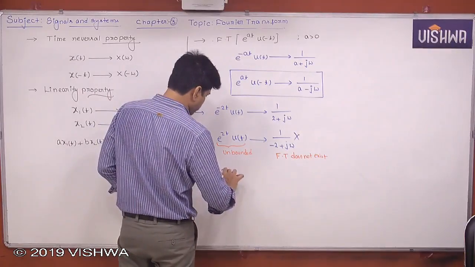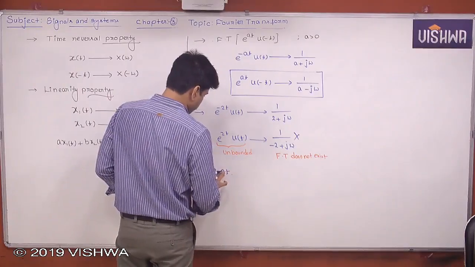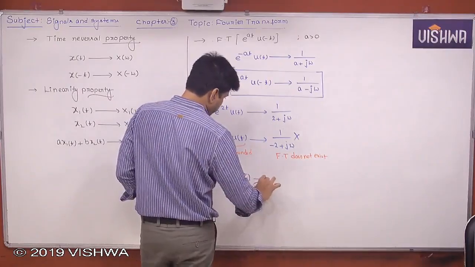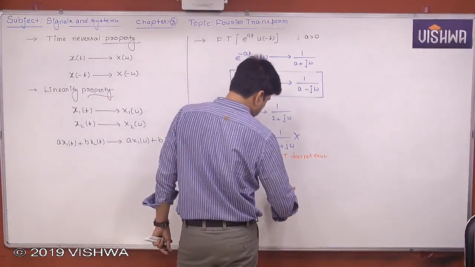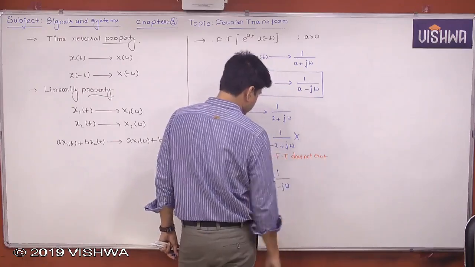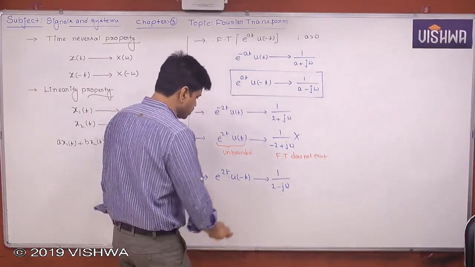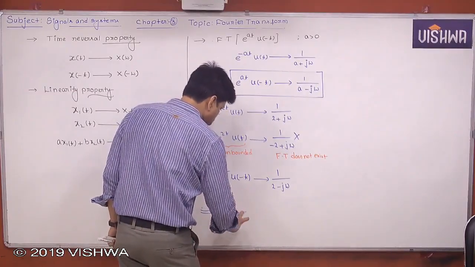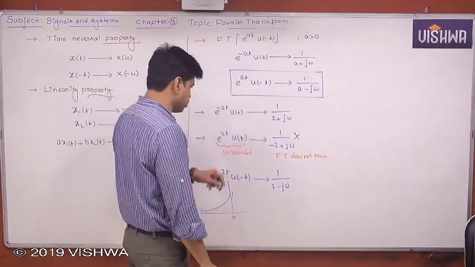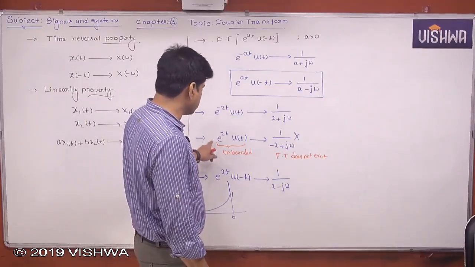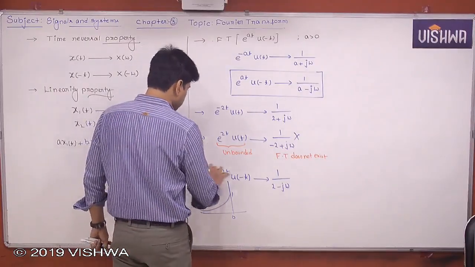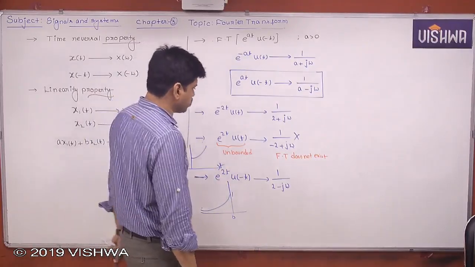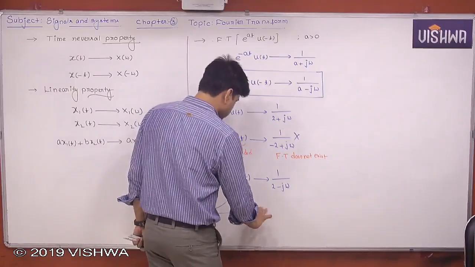Next, what if I take e power 2t u of minus t, then we can write 1 by 2 minus j omega. Why? This function looks like this one. Is it a bounded function? Yes, it is a bounded function. That's why we could write like this. But what about this function? This function looks like this. e power 2t u of t, which is an unbounded function. For unbounded functions, we cannot write the Fourier transform.